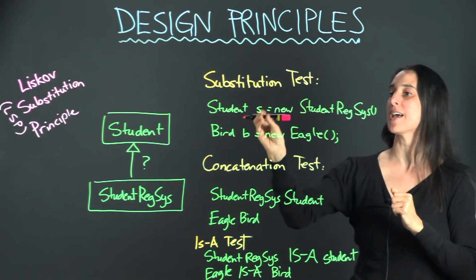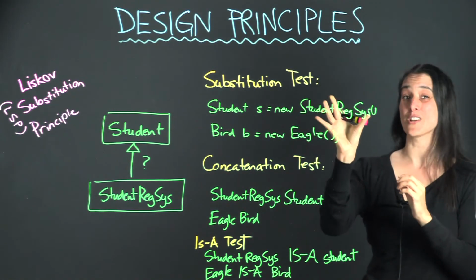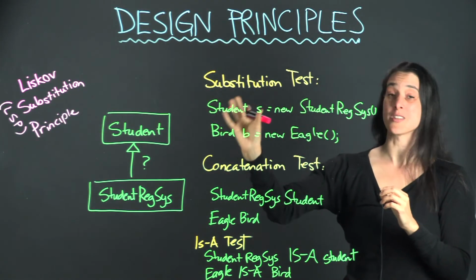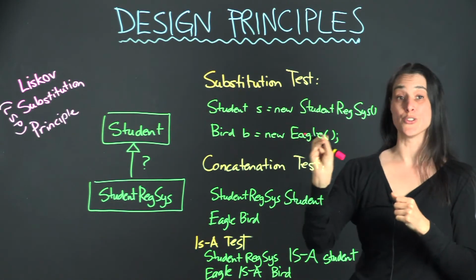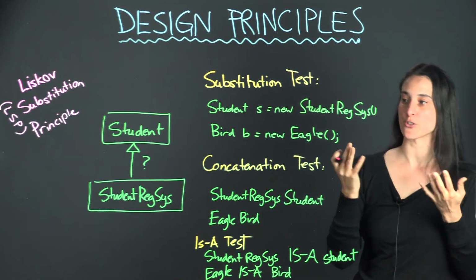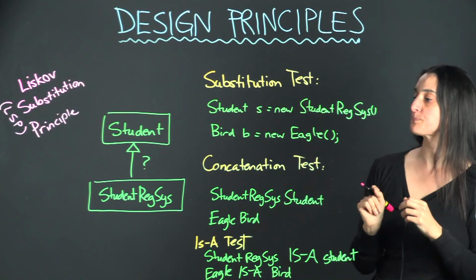So you might say student S equals new student registration system. That makes no sense. A student registration system doesn't make a very good substitution for a student. However, if you were to think bird B equals new eagle, this would feel pretty natural. An eagle is substitutable for a bird, especially if it can fly.